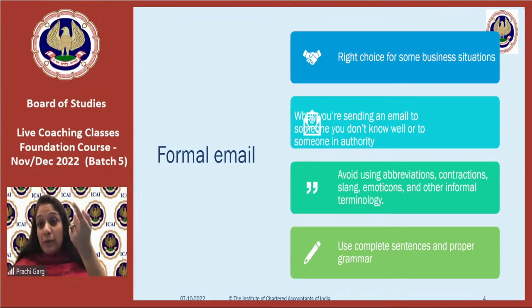Now, when you're writing an email, what you need to keep in mind is that the language has to be formal. You cannot use slang. You cannot use informal language, informal terminologies, abbreviations or contractions. The email has to be written in a formal language, right? Your vocabulary, your sentence structures, your grammar, everything has to be in place, unless, of course, you are writing to your friends or your family. That I'm not talking about.